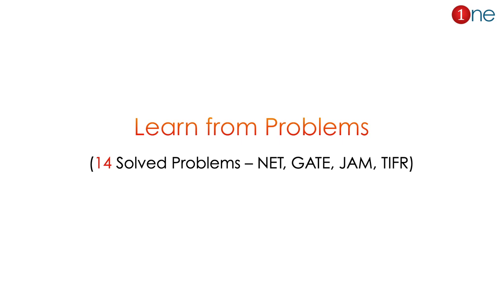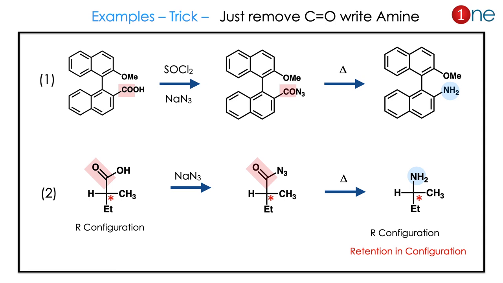We will learn from the problems. The problems will help you to deepen your understanding and clear your doubts. Here are given 14 problems from various examinations. Here the trick will be just remove the CO and write the amine there. The first product is a kind of binaphthyl system and you have acid there. You are using SOCl2 and azide. You are converting into azide, then heating it up. So the final product is the amine by Curtius rearrangement.